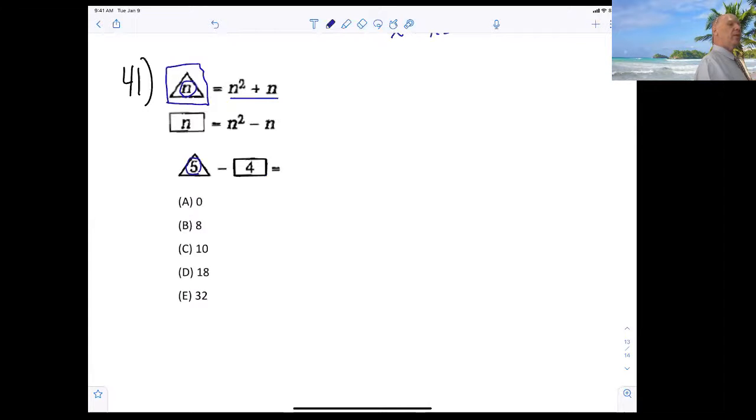So what do I do with the n value? Plug it in. That's correct. So it's going to be 5 squared plus 5. And what is that? 30. Now rectangle 4, what am I going to do? 4 squared minus 4. So that's 12. Then we're subtracting our answers, which makes it 18.